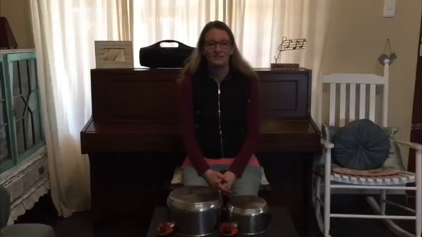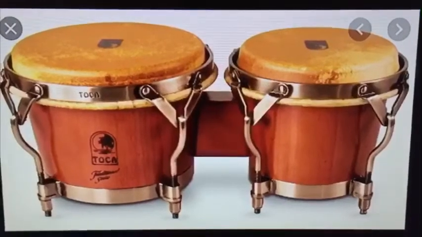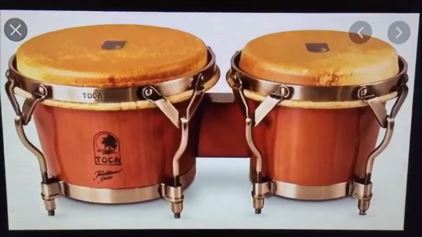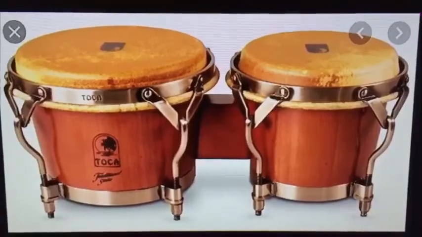Okay, now we're going to learn about the bongo drum. So at school we've been playing with djembe drums, but we're going to learn about the bongo drums today. So first of all, I'm going to show you a picture of what they look like. Okay, so you could see that there were 2 drums attached to each other.